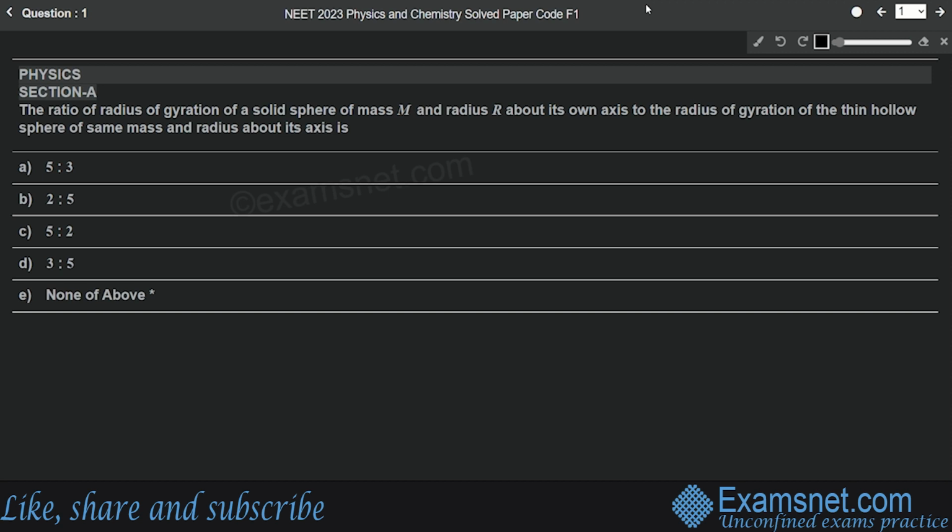So in today's session we are going to discuss the NEET 2023 physics paper, which has 50 questions. So let's start with Section A.